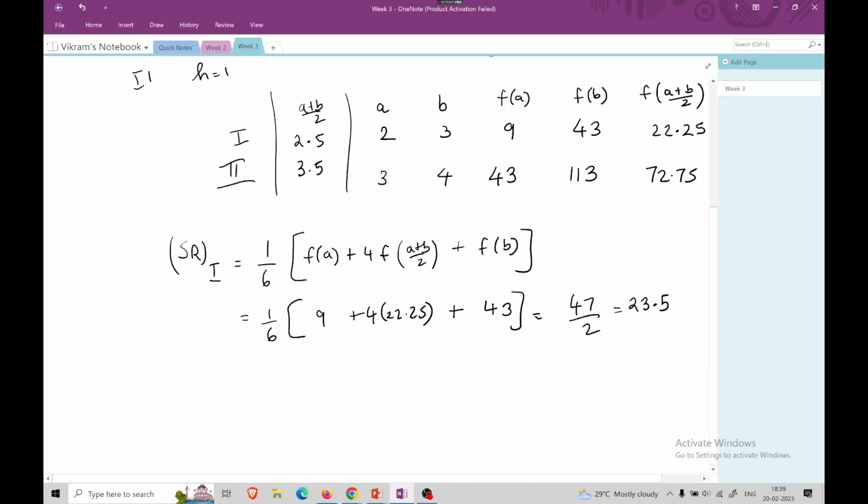So similarly, Simpson's rule for the second element. Again 1 by 6 into f of a, 43, f of b, 113, plus 4 times 72.75.